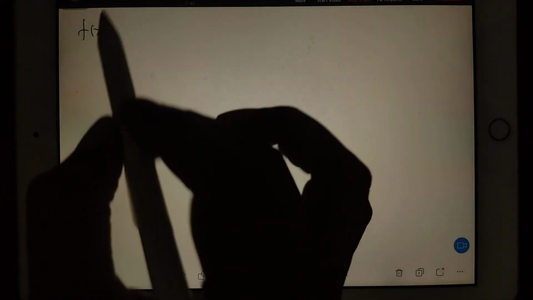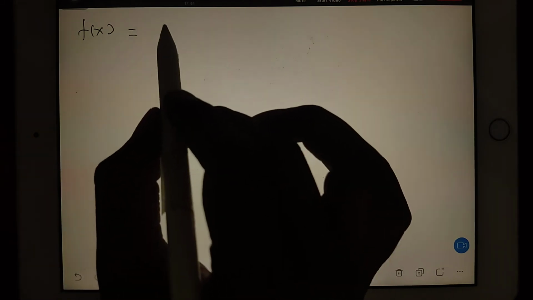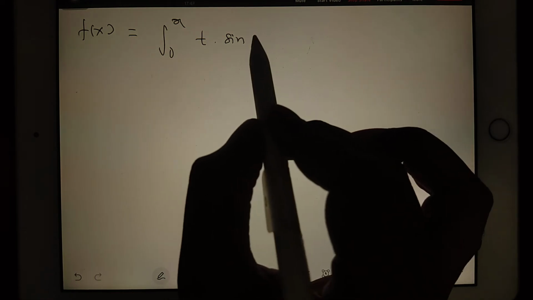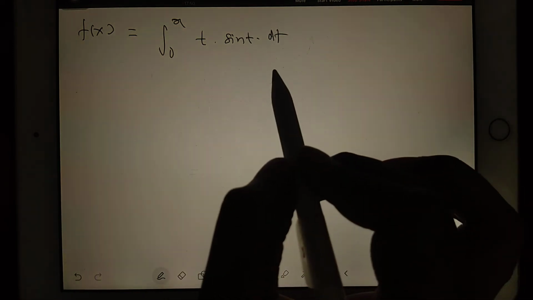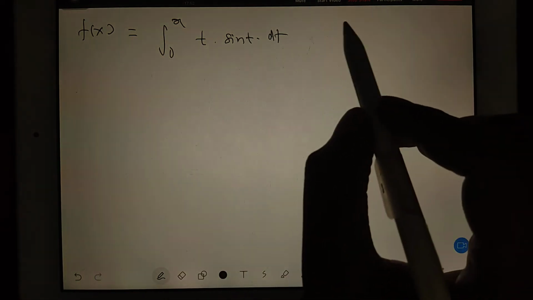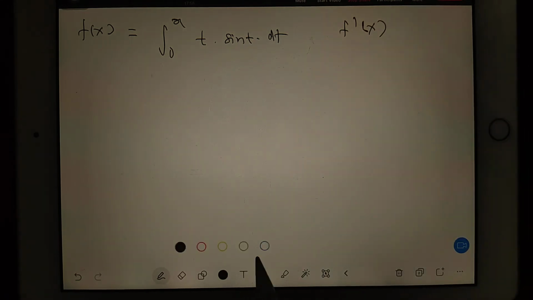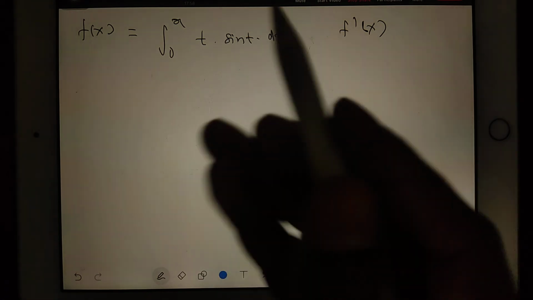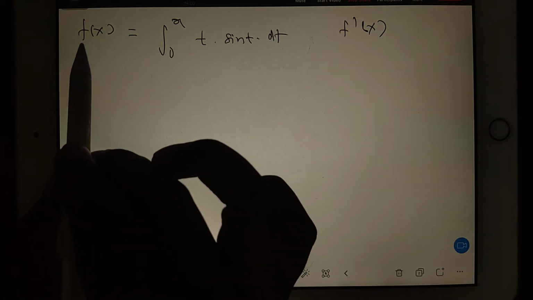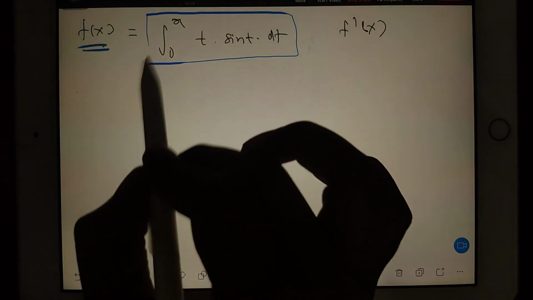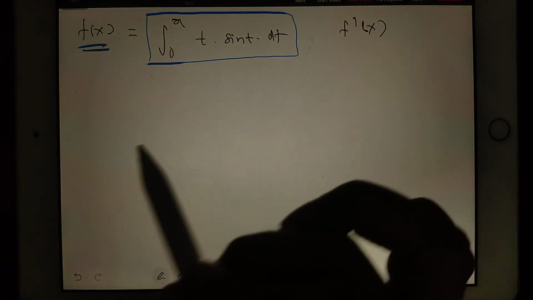So f(x) is given as the integral from 0 to x of t sin t dt. Then we have to find the f'(x) value. Now see here, what is the meaning? The meaning is that you will get the f(x) value when you integrate the function, correct?